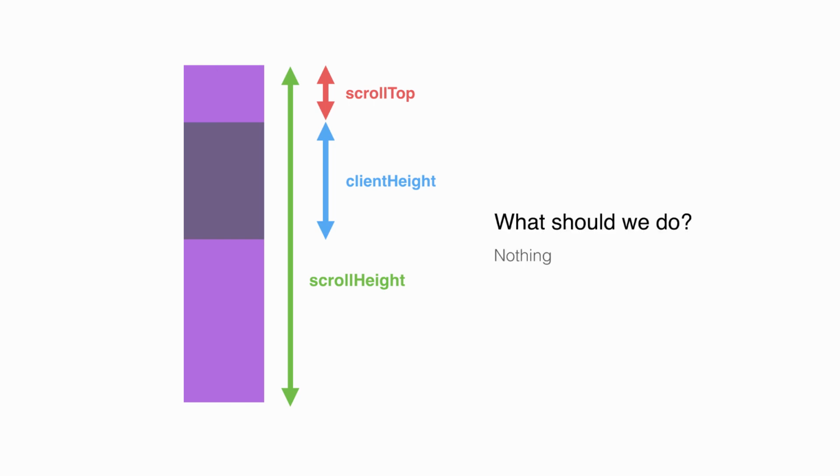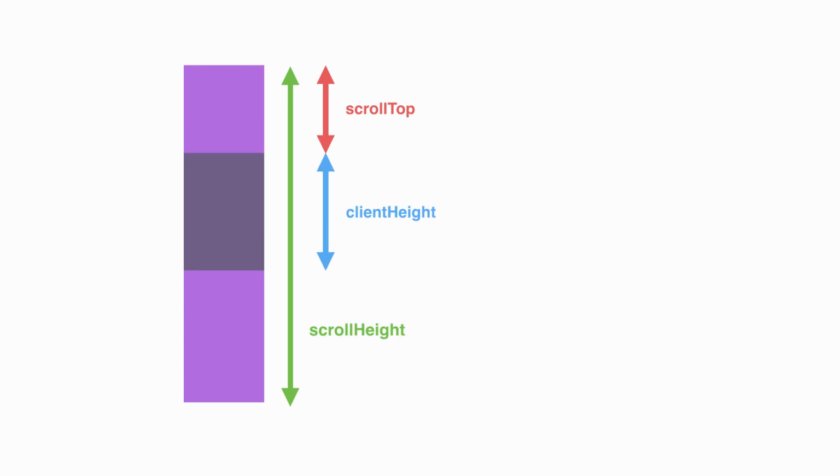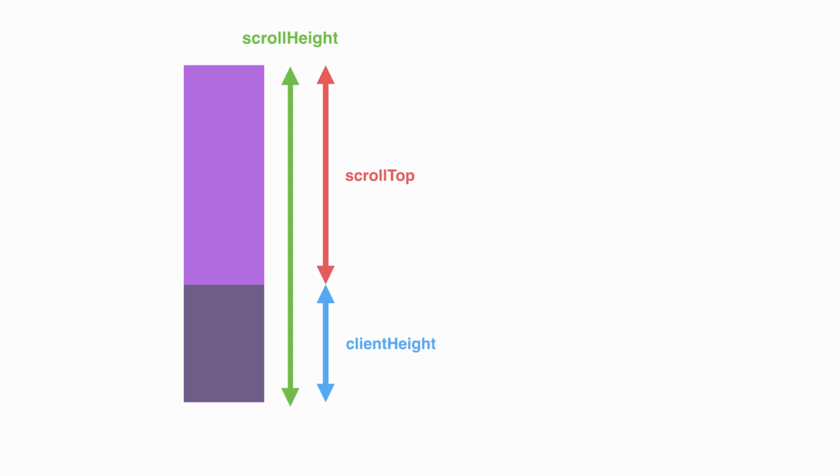Now, in the current situation, what do we want to do? We want to do nothing. The user really isn't scrolled that far down. It would be a burden to them if they got brought to the bottom every time a new message came in. In the next scenario, we scroll down just a little bit more. The scroll top has increased, the client height has stayed the same, and so has the scroll height. Now, if we keep going down the list, eventually, we're going to get to the very bottom. Currently, we should do nothing, but when we get to the bottom, the calculations look a little different.